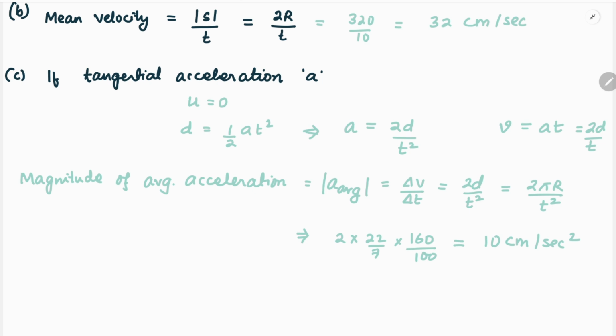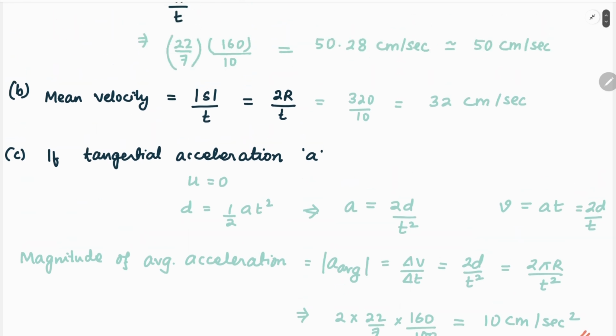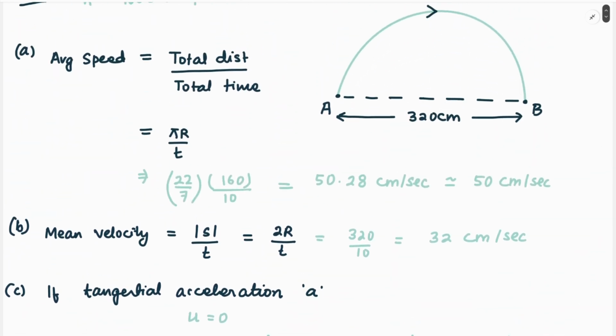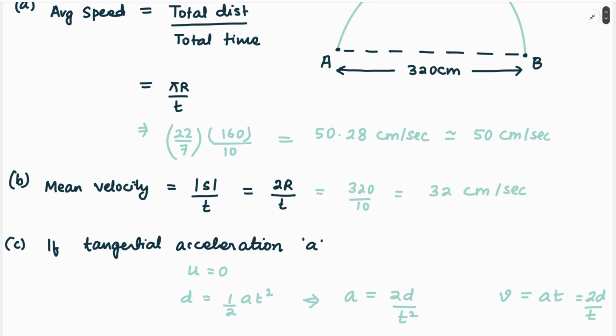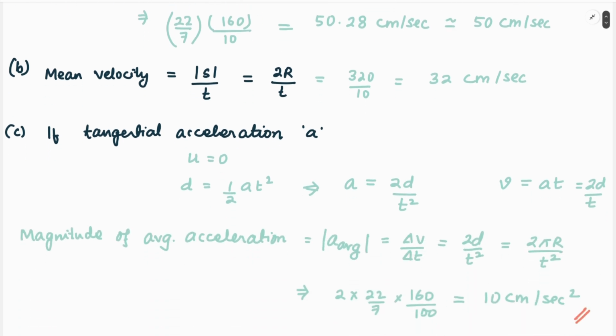So these are the three parts which this problem wanted us to discuss: the mean speed, the modulus of the mean velocity vector, and then followed by that the constant tangential acceleration which this particle had.